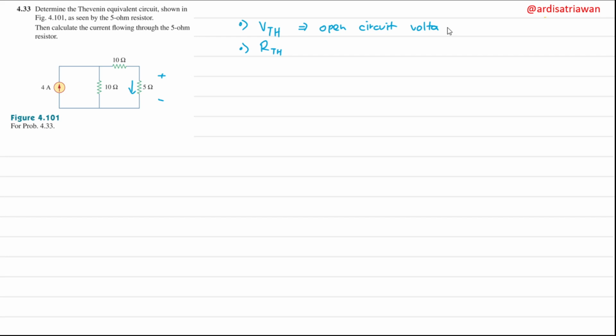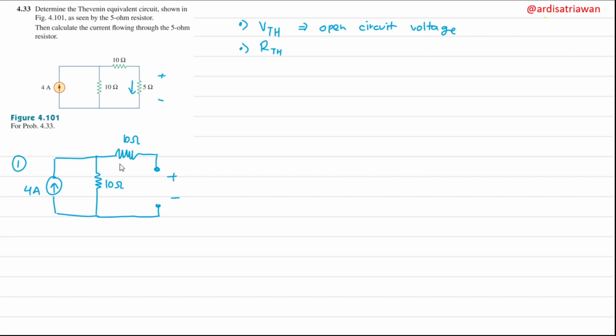voltage. So we redraw the circuit as here. So let's do this 4 ampere, and then we have that 10 ohm resistor, and then for here I have 10 ohm resistor, and we change this 5 ohm resistor into open circuit. Okay, and we have to find the voltage here.